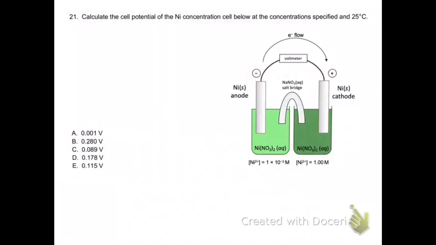In this problem, we have a concentration cell, neat. And remember, the idea behind a concentration cell is the E standard is going to be 0, because if we look at our two half reactions, our electrons always flow from anode to cathode. So I'm going to write out the reduction reaction first. We have nickel 2 plus, aqueous, that we are reducing to form nickel solid.